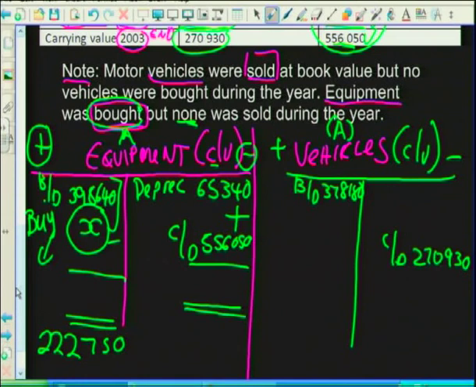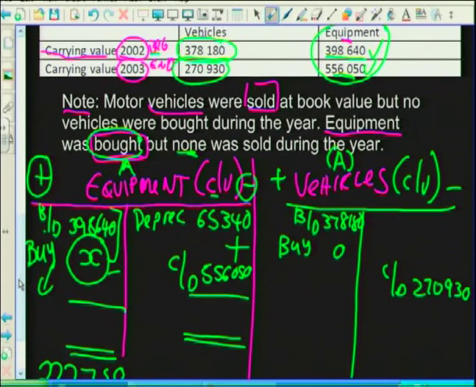Okay, again, back to that T account. We did not buy any new vehicles during the year. So under purchase, okay, we obviously didn't buy any, but the information clearly tells us that motor vehicles were sold at book value. So we obviously had a sale. So there's definitely been a sale, which would have decreased my carrying value. So that's the amount that I'm trying to calculate.